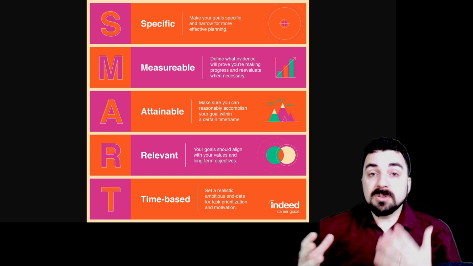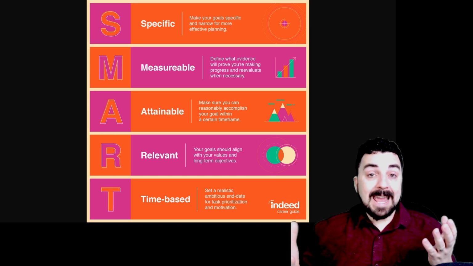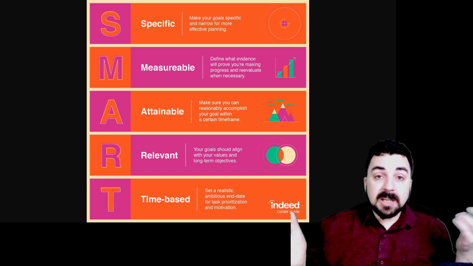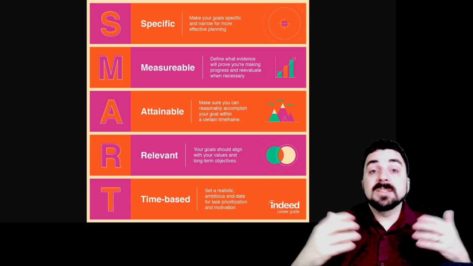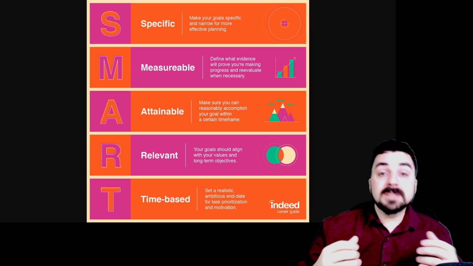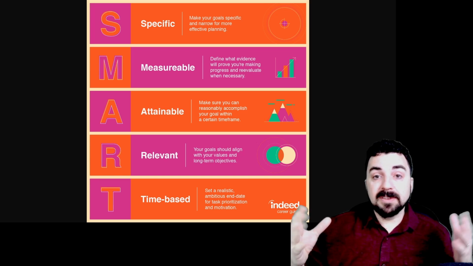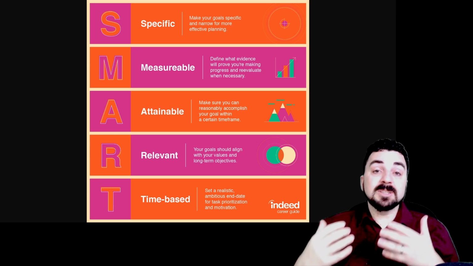Time-based is really an important one. Time-based is how does it fit into your schedule? When does it start? When does it end? It could be for an experience as little as a week, or it could be a month, or it could be a year. That's okay. You have ongoing experiences. For the project, it has to be at least a month. But this is how you write a SMART goal.